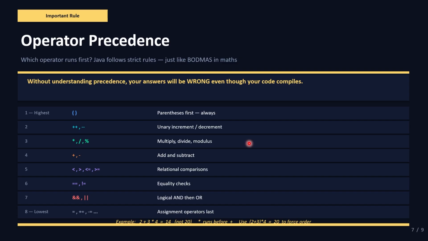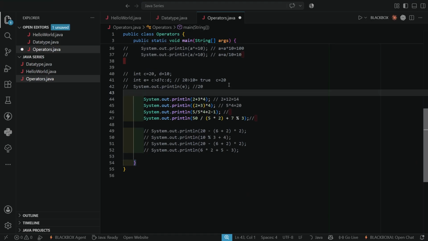Now let's move on to the editor. We are continuing in the same editor, and the first example is 2 plus 3 multiplied by 4. Since I told you parenthesis has the highest precedence, but here we don't have parenthesis. After parenthesis, it is the unary operator, plus or minus. After that, we have multiplication followed by division. So here we have multiplication. What is 4 into 3? It is 12, right? And 2 plus 12 is 14. Clear? So the answer is 14.